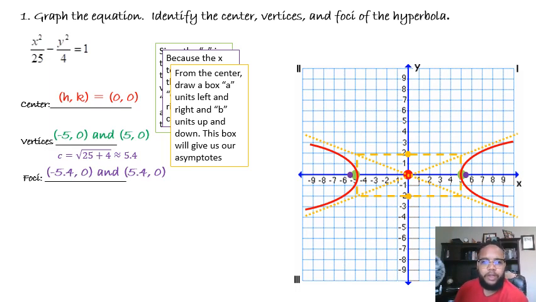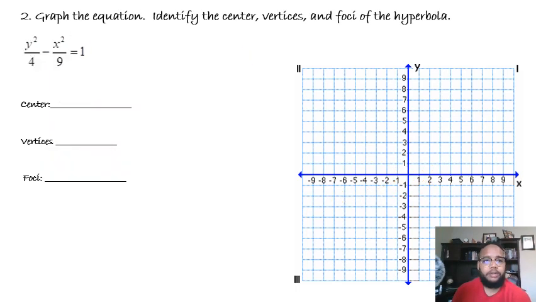And there you have it. We've graphed the equation. We've identified the center, the vertices, and the foci. Now this is an example of a horizontal hyperbola. Let's do another example, which will be of a vertical hyperbola. Now I know this one is vertical because it starts off with y squared.